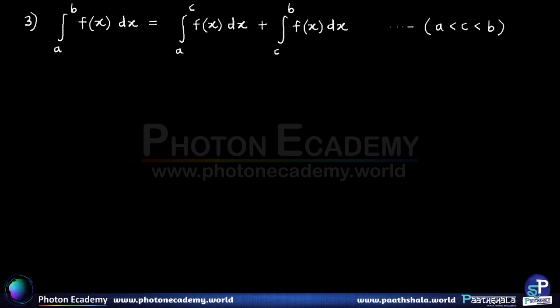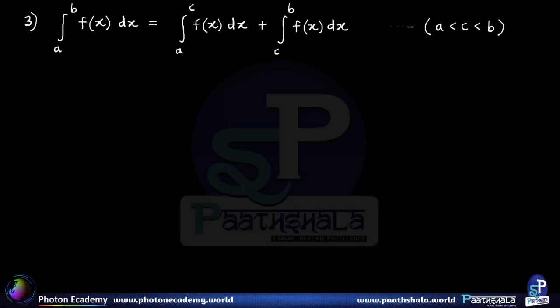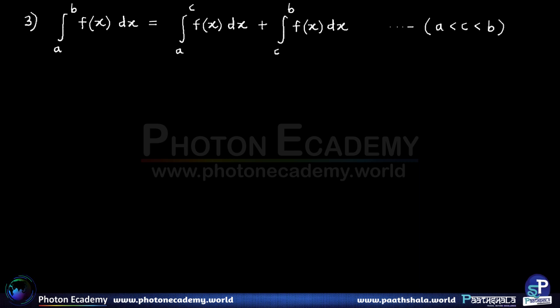Now here the integral is taken from limits a to b, then that can be broken down into two integrals, in which the limits are from a to c in the first integral, and in the second it is from c to b, where c could be any number lying between a and b. Now to see this particular property, we can take help of the diagram.